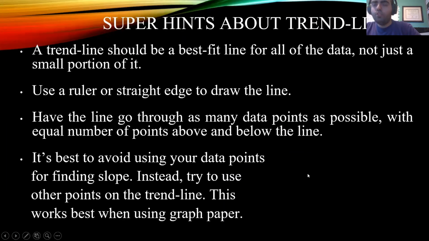Okay, so just some tips about trend lines. The trend line should be a best fit that approximates all of the data, not just a cluster of data. Use a ruler or some sort of straight edge to draw that trend line. Make it go through as many points as possible with equal points above and below the line. And when we're using graph paper, the best practice in getting data in a lab is to not use the data points to find the slope, but to use points on your trend line to find the slope.